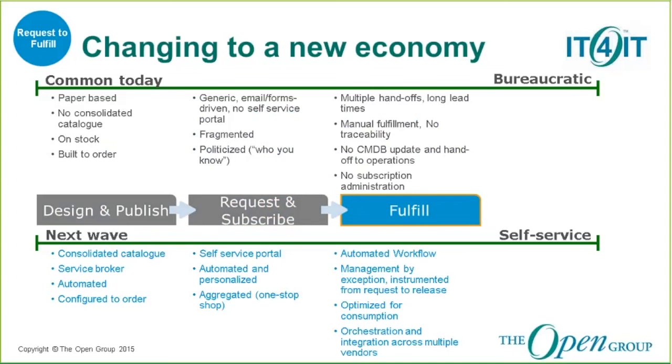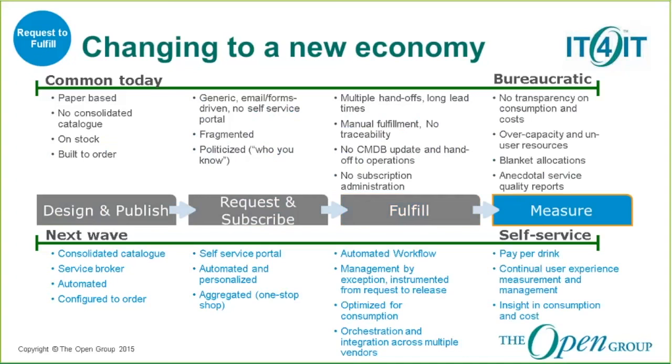And fulfillment is often known as the most complex and bureaucratic workflow in IT. Deployments require a lot of manual activities, often coordinated through mail, delivery is not transparent or traceable, and takes a lot of time. Instead, an automated workflow is needed where you manage by exception and orchestrate across multiple vendors, as well as automate the updates to the CMDB and subscription administrations. So everything that is ordered is automatically linked to the correct service, the correct user, the business, and so on.